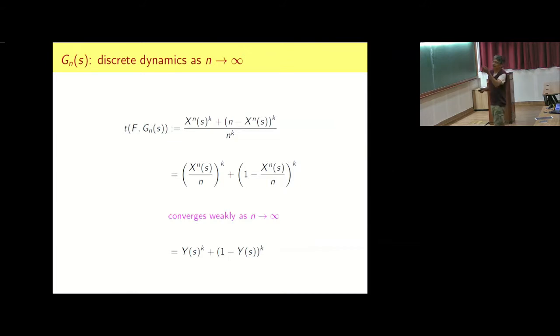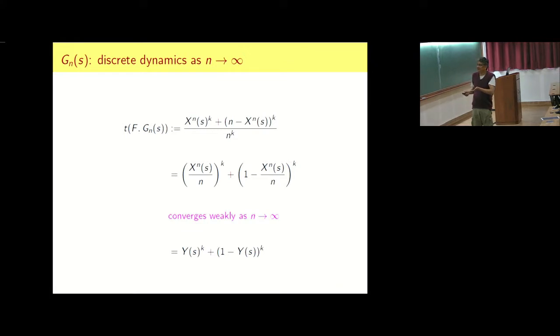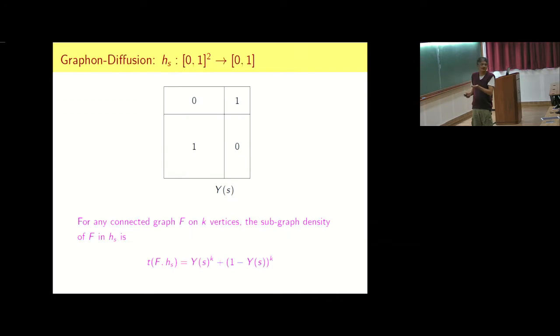So now I know how the subgraph counts are converging. But then if I stare at it a little bit, this is just the subgraph count of the graphon, of this graphon, where Y_s is this. So I have a foothold now. There's one easy foothold to create dynamics.